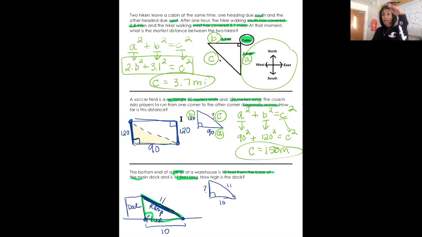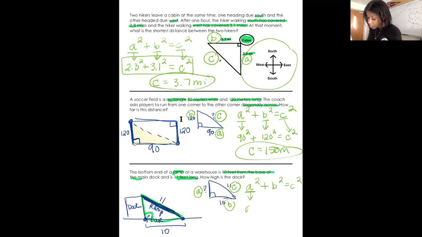How high is the dock? What's the vertical height of the dock? We don't know, that's my unknown. Step 2, label A, B, and C. C is my slant height. We can't be sure which one is smaller because we don't know this one yet, so it doesn't matter. Remember I told you A and B don't matter, just label it A and B. C is what matters, okay? So A squared plus B squared equals C squared, that's my formula.